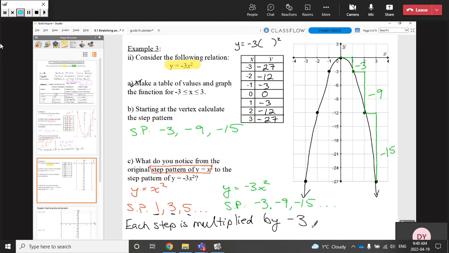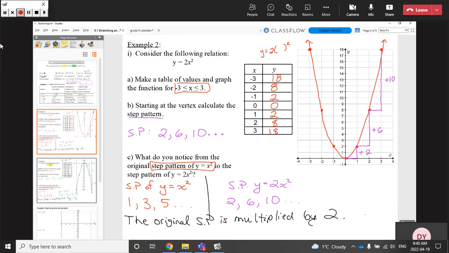Now, is that a coincidence, you think? We're essentially taking that a value. In this case, the a value is -3. And what we're doing is we're taking the original step pattern and we're multiplying each step by -3. And if you look closely at the previous example, that's exactly what happened in y equals 2x squared. We took the original step pattern of 1, 3, 5, and we just multiplied each step by 2.